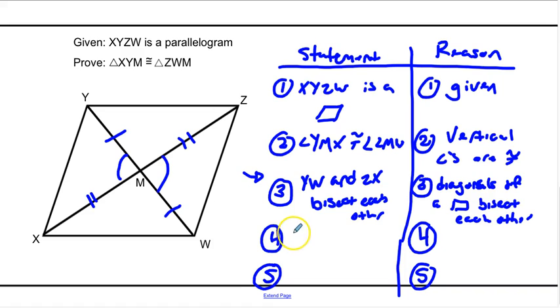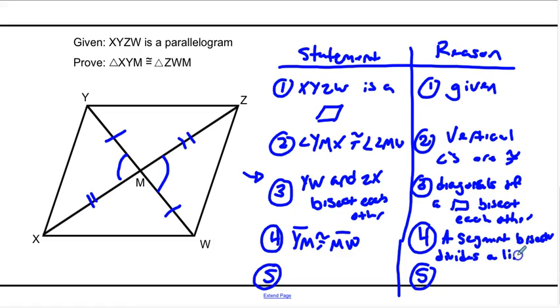So the next thing I can now write is YM is congruent to MW. And now you could just use this, the segment bisector. A segment bisector divides a line in two congruent parts. Now see, I had to state that there are bisectors before I could even say this part about bisecting. This would have been the reason you wrote, but you didn't know they bisect each other first. So logically, first we state that YW and ZX bisect each other, and then we can state they're congruent because they are bisected. It's a two-step process.